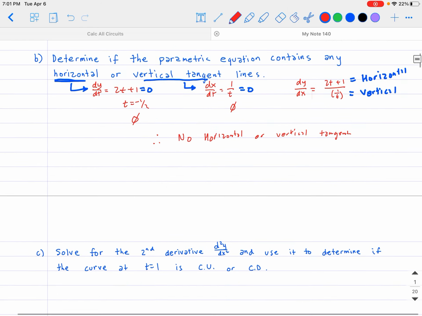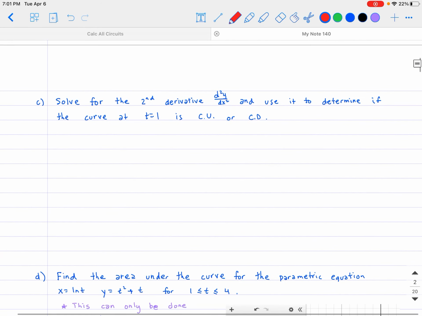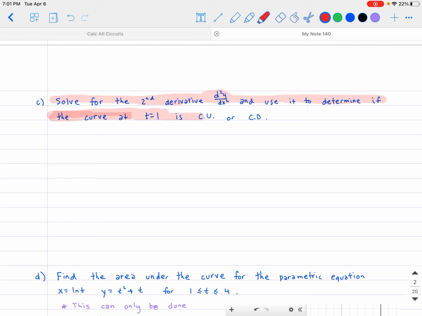Okay, let's keep going. For this next part over here, what I want to do is solve for the second derivative, which is denoted as d squared y over dx squared, and use it to determine, for the curve, if at t equals 1 it is going to be concave up or concave down.